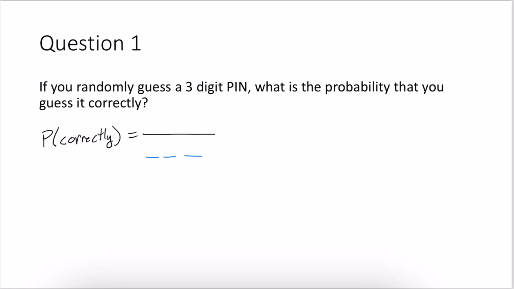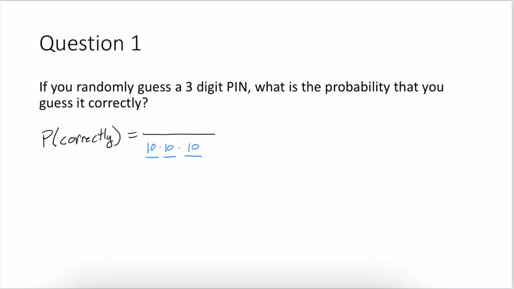And they didn't specify anything about not repeating digits or anything like that. So the first digit can be any of the 10 possible digits that are available. The second digit could also be any of the 10, and so could the third. So this is using the fundamental counting principle because the first choice didn't impact the second choice. And that's just because they didn't specify anything about not repeating digits.